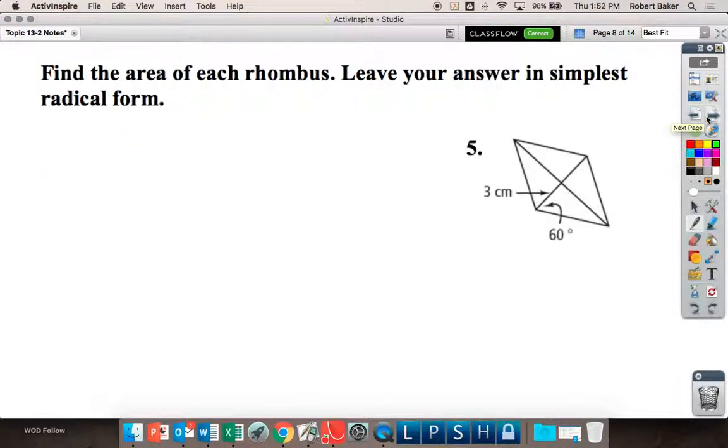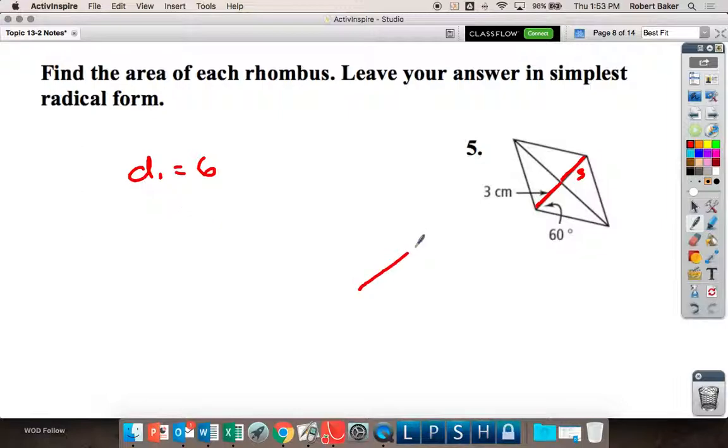All right, so look, how long is this? 3. So how long is this? 3, so that makes it 6. So one of my diagonals is 6. Now I have to math the length of the other diagonal.